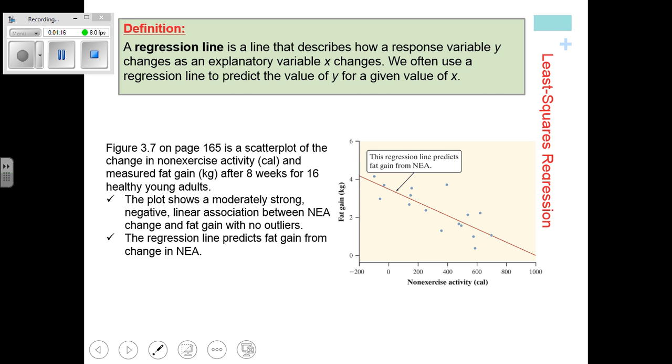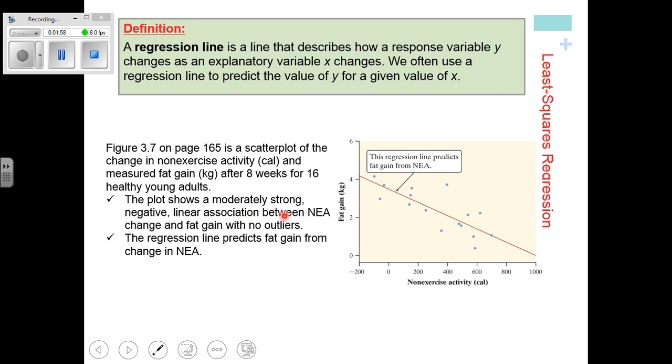We would describe the scatter plot as: the plot shows a moderately strong negative linear association between NEA, non-exercise activity, and fat gain with no outliers. So notice when we describe a scatter plot, we need to put strength. It's strong, moderately strong. We're looking at how spread the dots are from each other. What its direction is, meaning either negative or positive, and its form, which at this point is going to be linear or nonlinear. Later on, it could also be logarithmic, exponential, things like that.